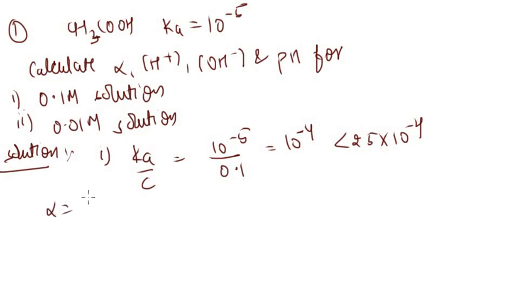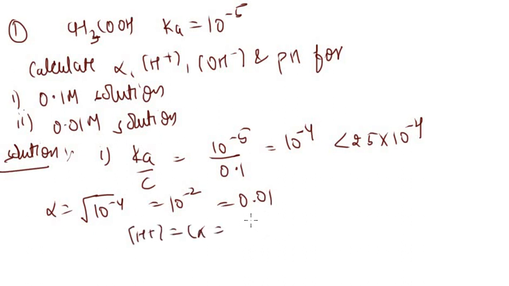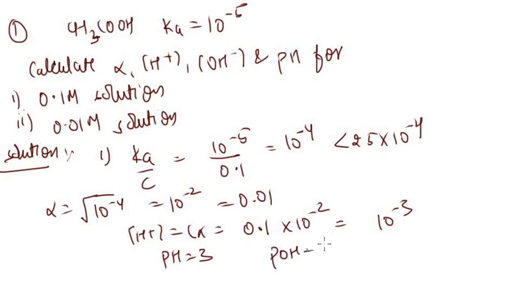Now alpha comes out to be under root of Ka by C, that is 10 to the power minus 2, 0.01. With respect to 1, we can neglect 0.01. So concentration of H plus comes out to be C alpha, and C is 0.1 and alpha is 10 to the power minus 2. The concentration of H plus comes out to be 10 to the power minus 2. So pH equals 3 and pOH equals 11. So that was all about the first problem.